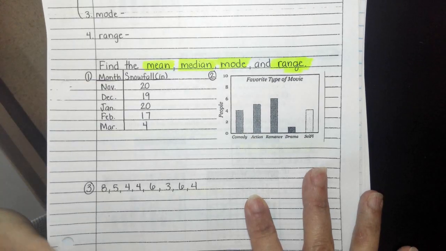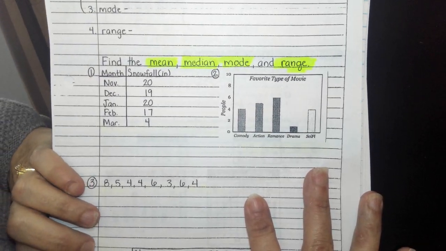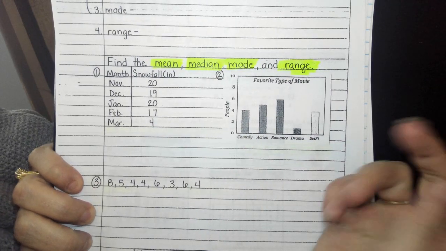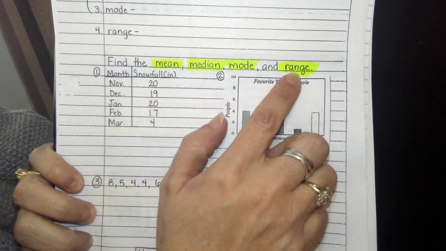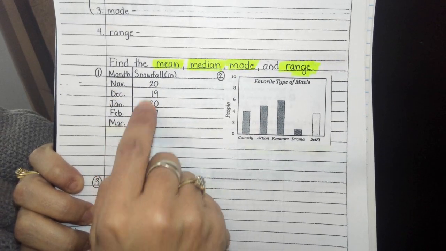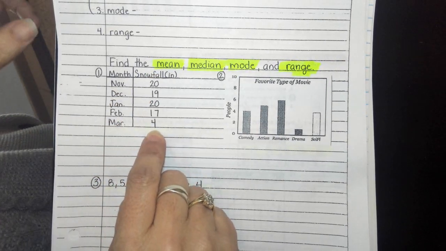Okay, so looking at how to do these bottom problems. First, notice what they're asking for, because they don't always ask for all four, and you don't want to do extra work if you don't have to. Okay, they want mean, median, mode, and range. Now, on number 1, they're calling these the months and the inches of snowfall.